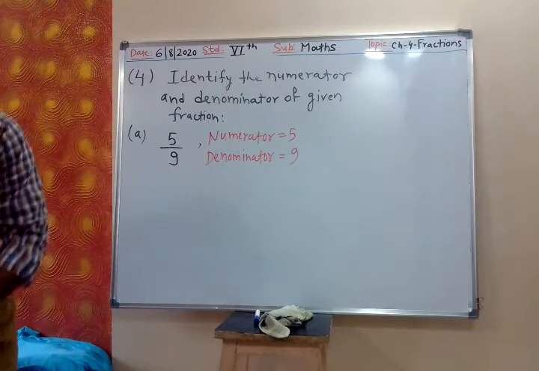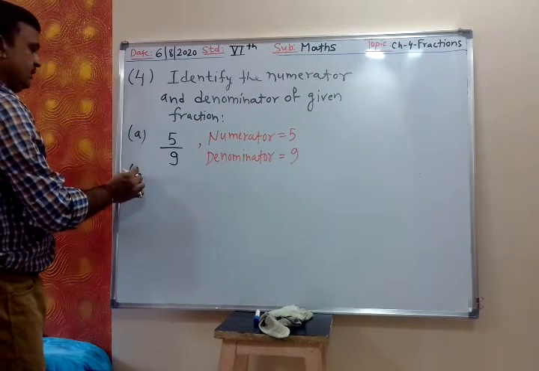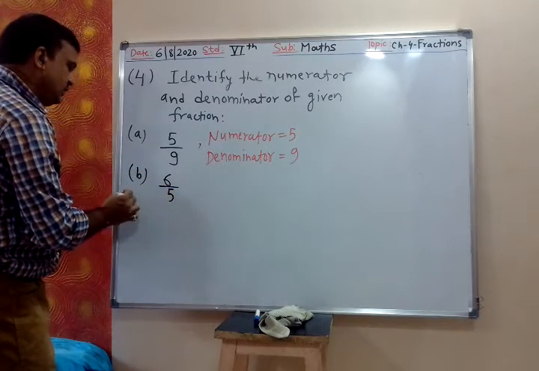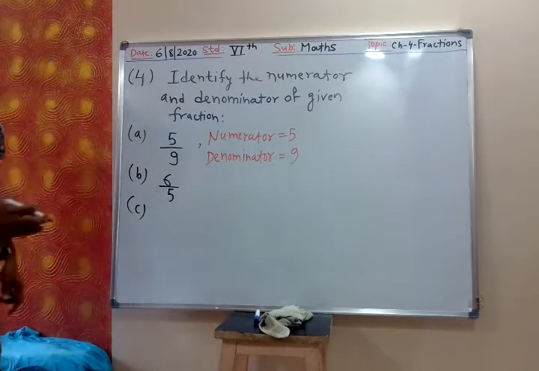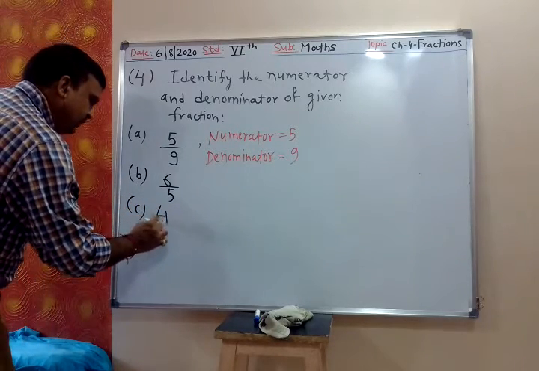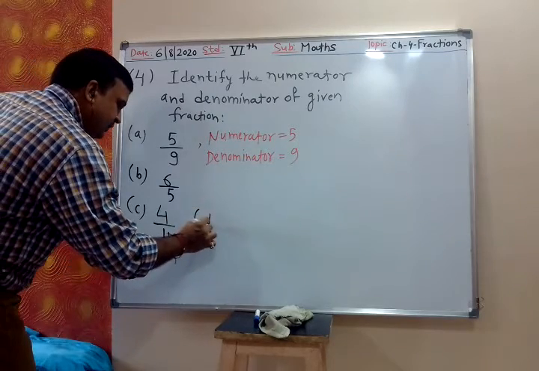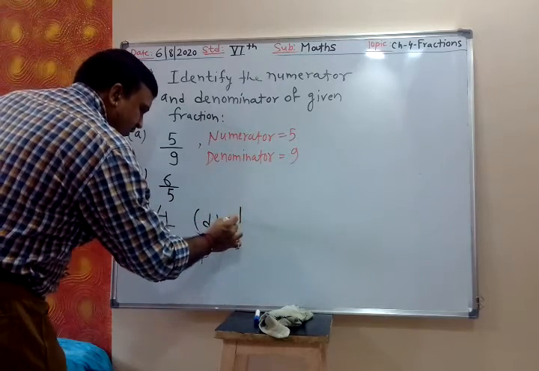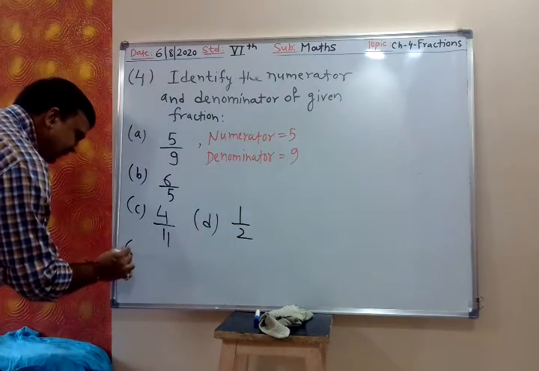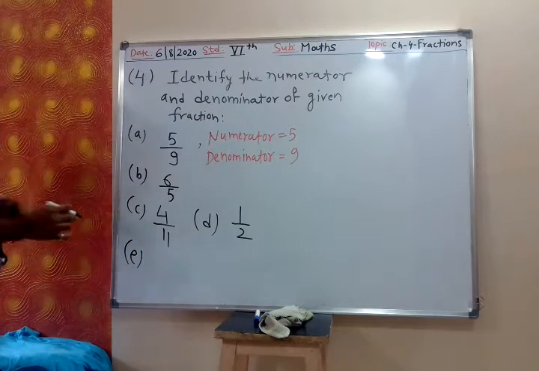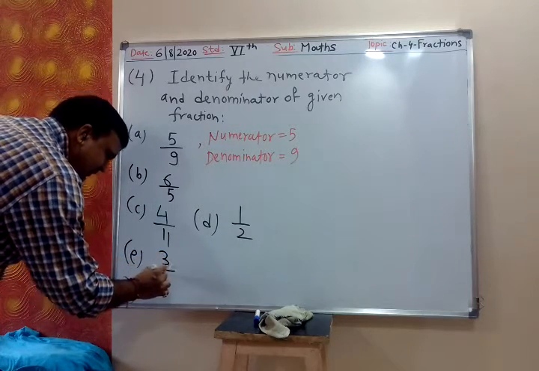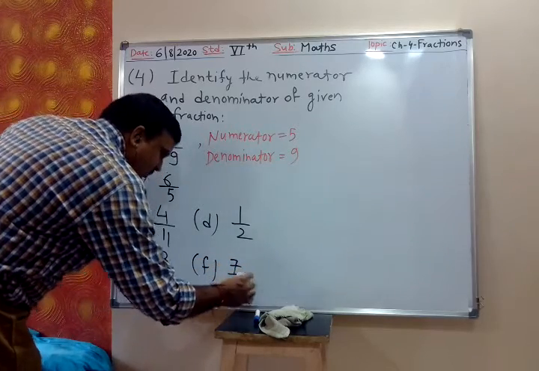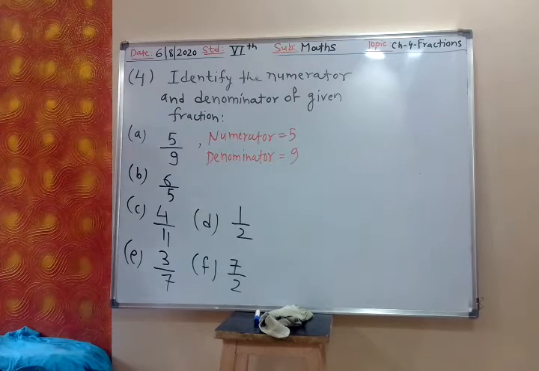Similarly, B, I am writing the question. B is 6 upon 5. C, 4 upon 11. Then D, 1 by 2. Then E, 3 by 7. Then F, 7 by 2.